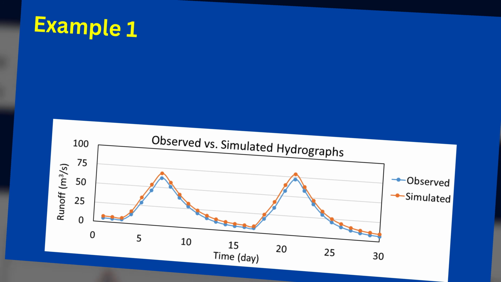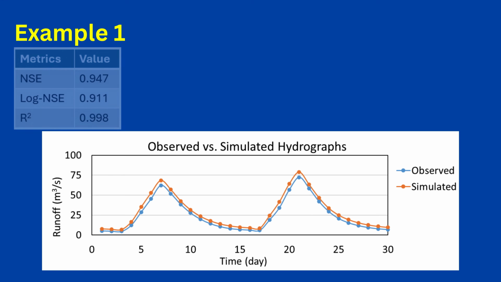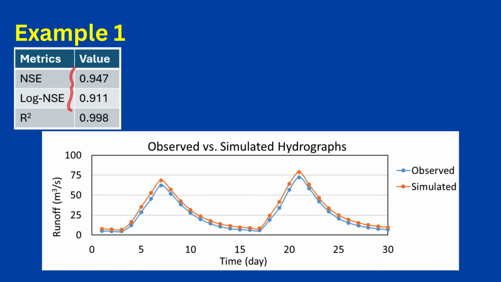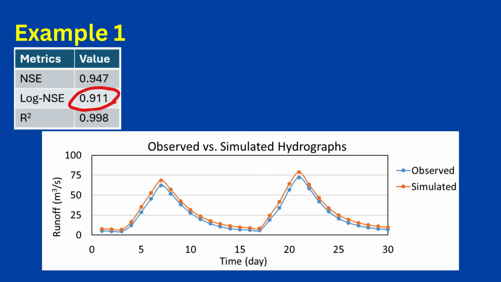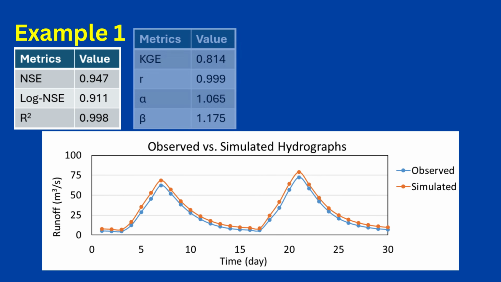Our first example is a double peak hydrograph. As you can see, the NSE and Log-NSE values are both above 0.9, which are considered as good, but of course Log-NSE is slightly lower. When we go to R-square, we have a near perfect value of 0.998, and then when we move to KGE, we can see that the performance is slightly lower than NSE.